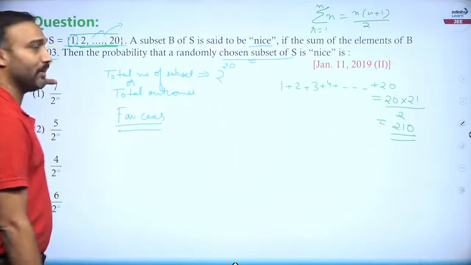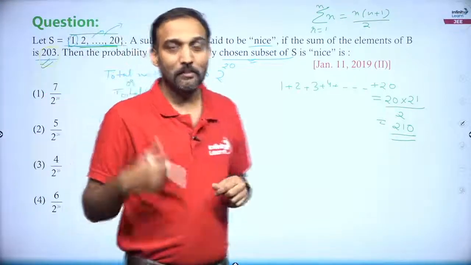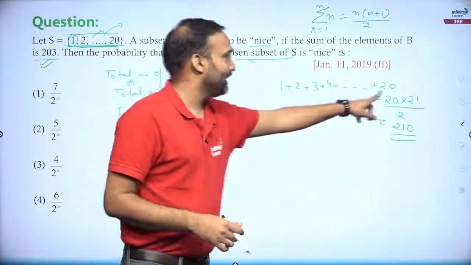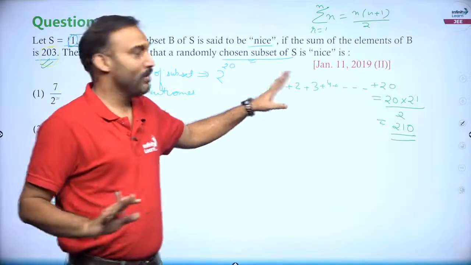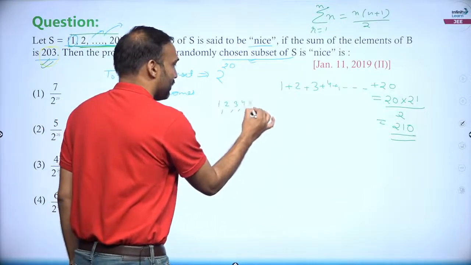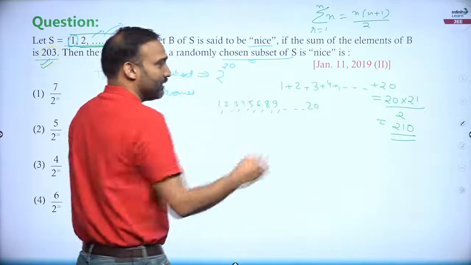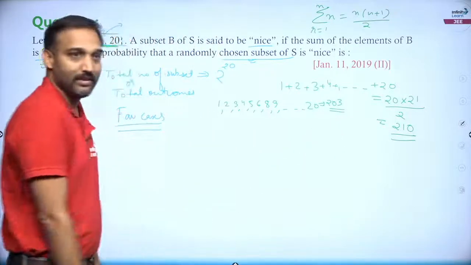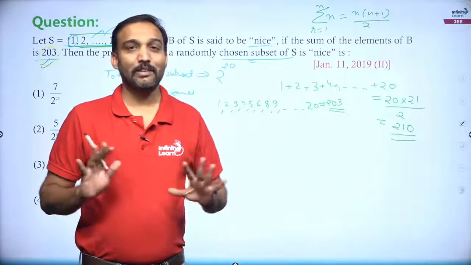I have to find the sum 203. So if I take all the numbers from 1 to 20, the sum is 2110. But the question says find the sum 203. So in short, what I have to do? Out of these 20 numbers, I have to remove some numbers such that their sum should be 7. For example, if I remove 7 from here, I will get 1, 2, 3, 4, 5, 6, 8, 9 and so on. The sum of all these numbers would be what? 2110 minus 7, 203. Right? So if I can remove some numbers such that their sum is 7, then my job would be done.